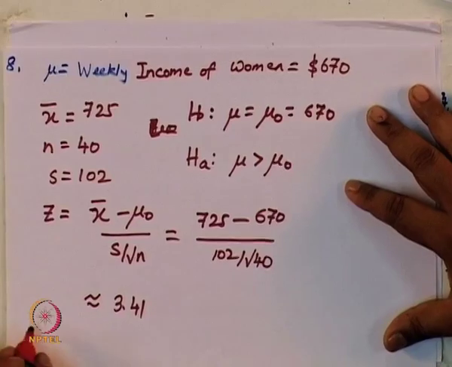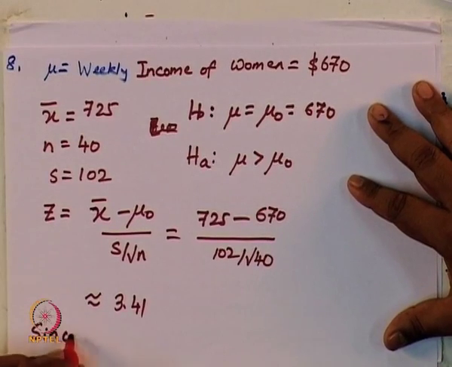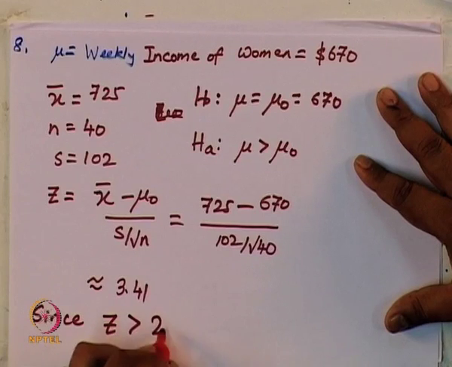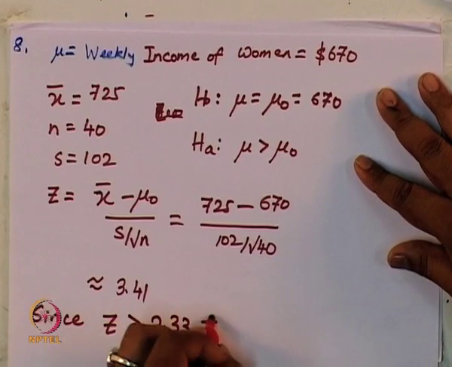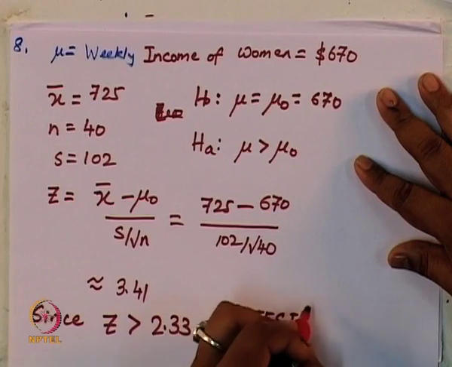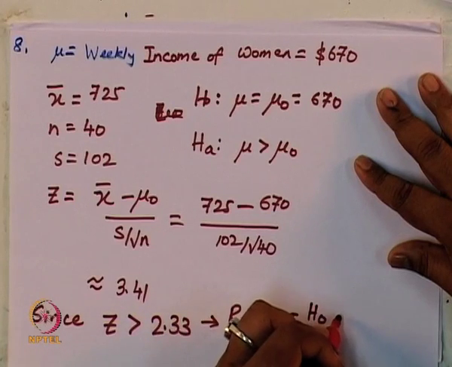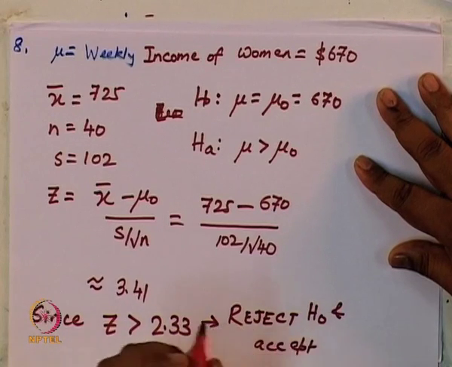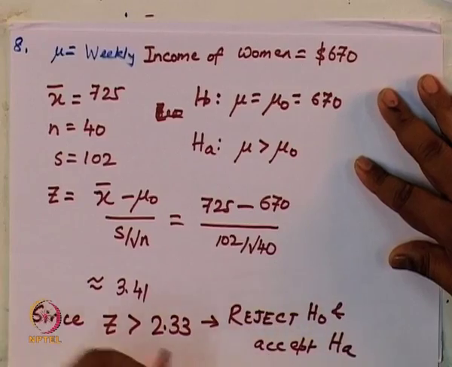So, since z is greater than 2.33, I can reject H naught and accept H A.